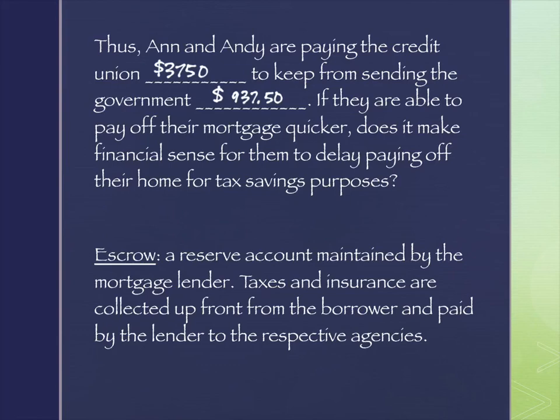All right, I've mentioned a few other of these things. We're just going to run through them really quickly. These are things you should be aware of. Escrow, I've mentioned this before. It's a reserve account maintained by the mortgage lender. The taxes and insurance are collected up front from the borrower and paid by the lender to the respective agencies. They reset this every year, so your monthly payment changes a little bit, not because the payment does, but because the insurance and the taxes change slightly every year. That's a normal thing to happen. So your payments do change.